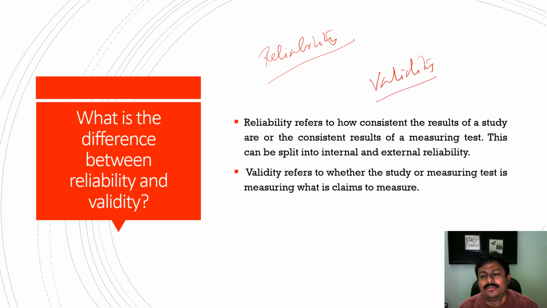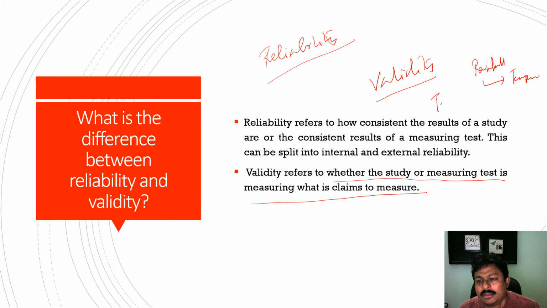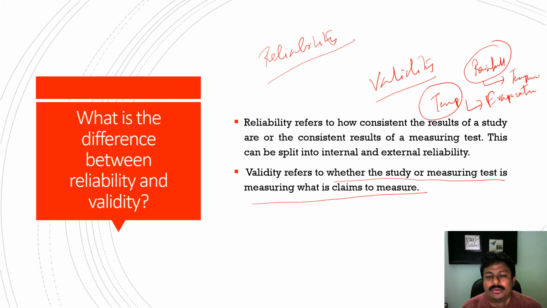But validity refers to whether the study or measuring test is measuring what it claims to measure. If a study is measuring the rainfall, then it must not measure temperature. If a study is measuring temperature, it must not measure evaporation. So a study must measure what it promises to measure. So that analysis is known as validity analysis. And reliability analysis is the consistency of that measurement.